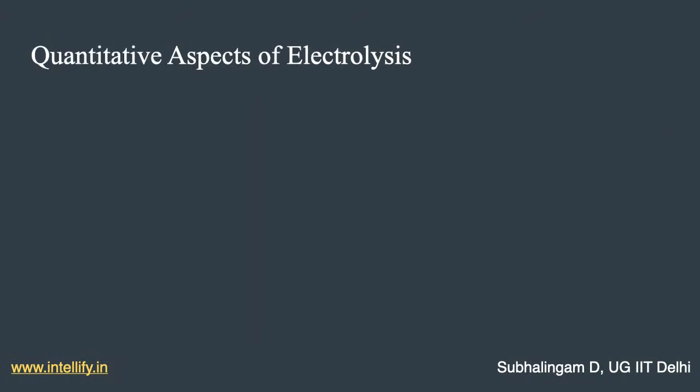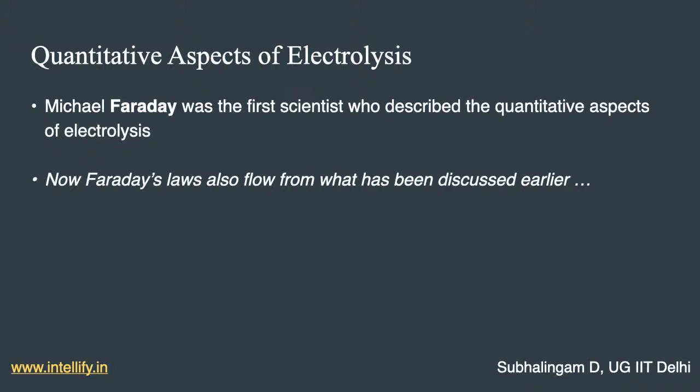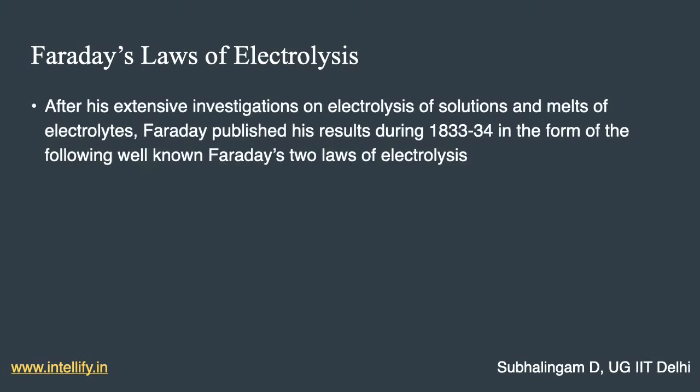Now let's see the quantitative aspects of electrolysis. Michael Faraday was the first scientist who described the quantitative aspects of electrolysis. Faraday's law also flows from what has been discussed earlier. Now let's look at Faraday's law. After his extensive investigations on electrolysis of solutions and melts of electrolytes, Faraday published his results during 1833 to 34 in the form of the following well-known Faraday's two laws of electrolysis, simply called Faraday's first law and Faraday's second law.